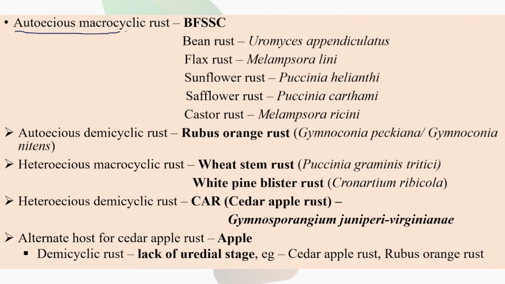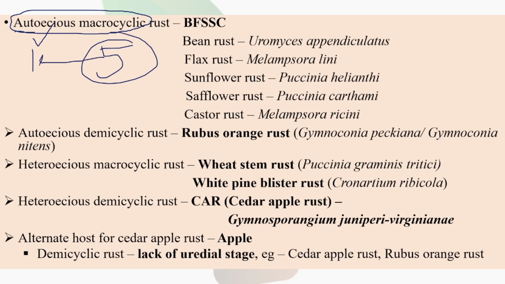You tell me, autoecious macrocyclic rust. What is autoecious? The pathogen completes its life cycle in a single host. What is macrocyclic? All 5 spore stages are present, which means the pathogen completes all 5 spore stages in the same host. That is called autoecious macrocyclic rust. Best example, BFSS, shortcut.